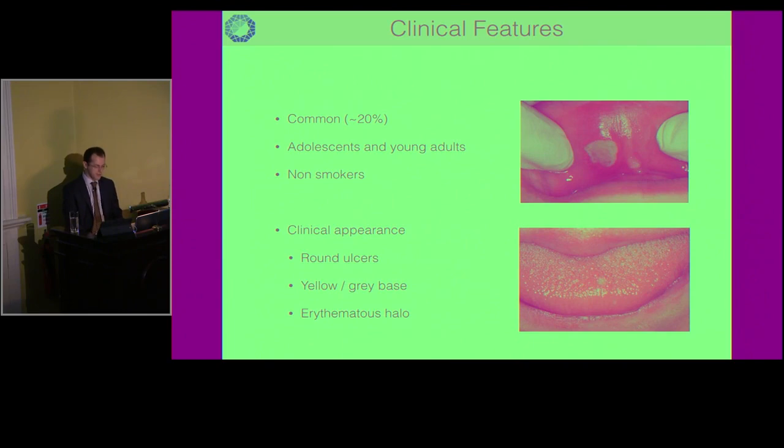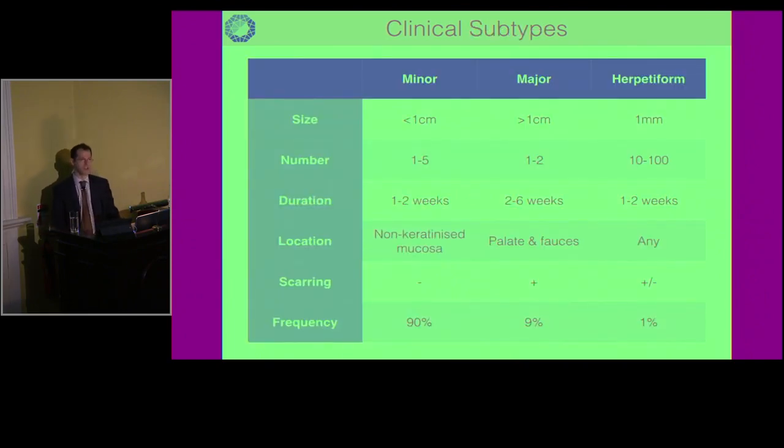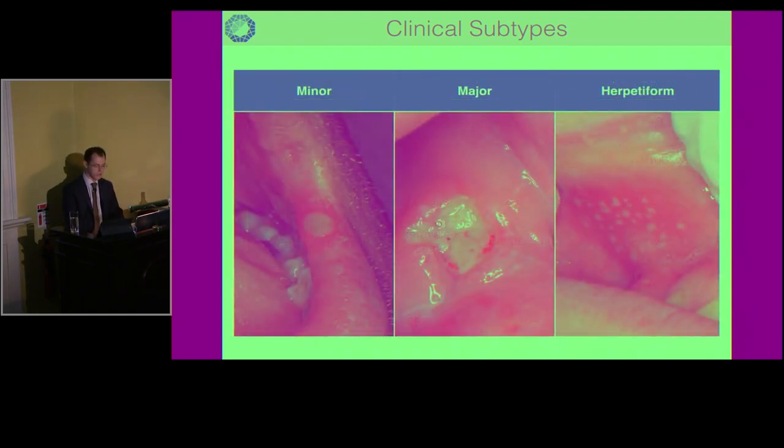We subcategorize them as minor, major, and herpetiform. Minor being the most common, making up about 90% of the people who have this condition. Major making up the majority of the rest, and herpetiform being really quite rare. This table, again, you'll find in textbooks and it's in the slides, but they're the kind of typical differentiating features between them. Usually, clinical examination will show you quite quickly which category you're dealing with, and the history that the patient gives will fill you in on the rest.